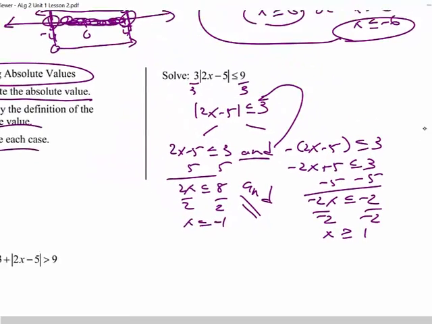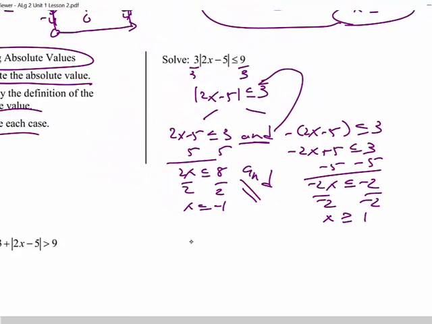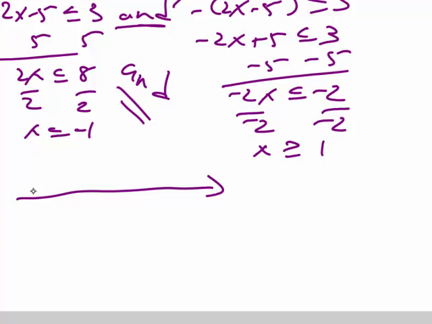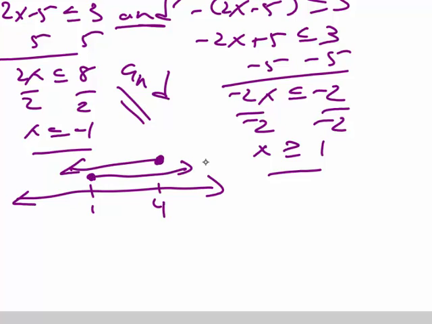So I have 2 graphs. Right now you have this. 1 and 4 are the critical numbers displayed here. You have x less than or equal to 4, solid dot, everything to the left. x greater than or equal to 1, solid dot, everything to the right. Your solution is where they overlap. So I want any number between 1 and 4.